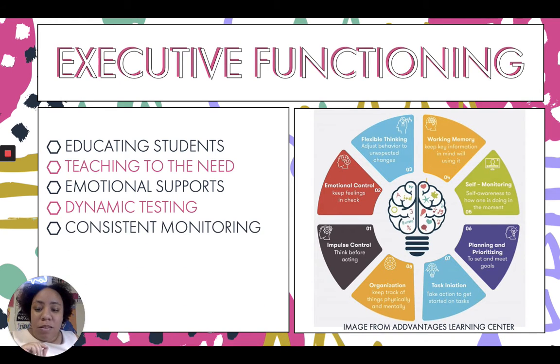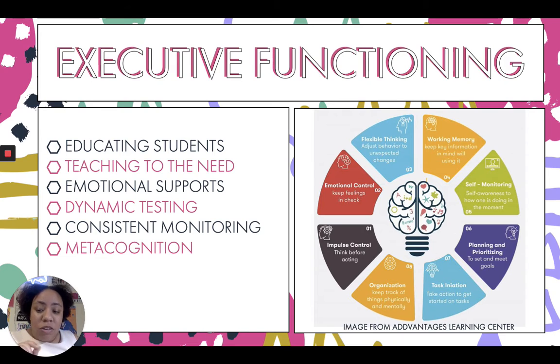The next part is consistent monitoring. So you're actually looking at the student and seeing how they're improving in the classroom, and dynamic testing can also help give you that information as well, so that you are teaching the students the skills that they need to help make them feel like they're being successful academically in your classroom.